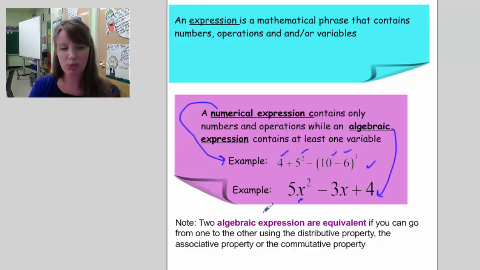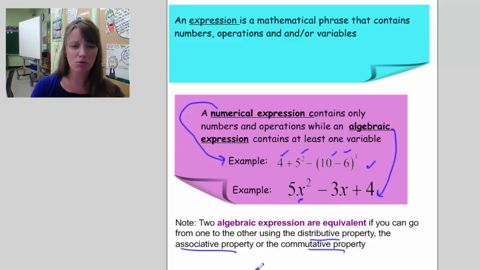As a note, when we say that two algebraic expressions are equivalent, they're equivalent if you can go from one to the other using the distributive property, the associative property, or the commutative property. So that's one definition of equivalency. We are going to be focused a lot in this module on making equivalent algebraic expressions. That means using these properties to do things like combine like terms, distribute, and things like that. We're talking about these three main things, both the associative and commutative properties of multiplication and addition.